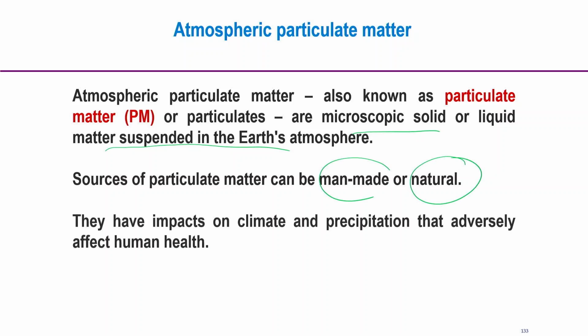Like moisture in the air, it is a particulate matter, a natural source, but dust or maybe other particles generated from human activity. So, different types of particulate matters are there, and our idea is to arrest all the harmful particles. They have an impact on climate and precipitation that adversely affects human health. So, we have to stop emitting this type of particle from the source.